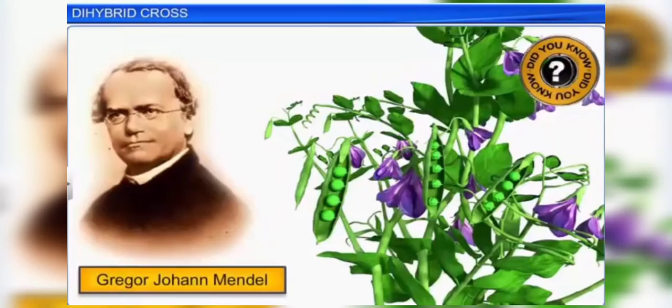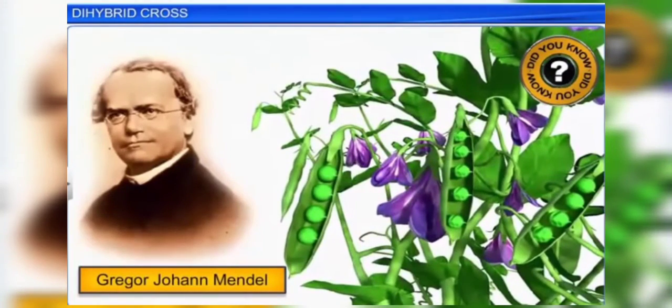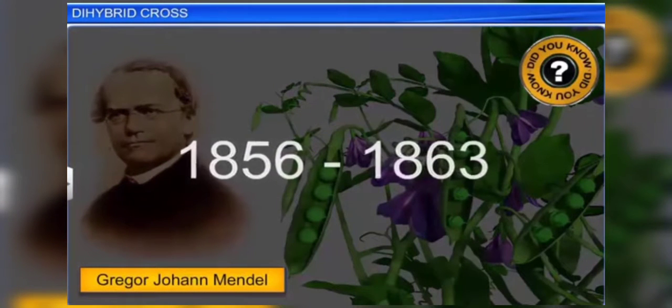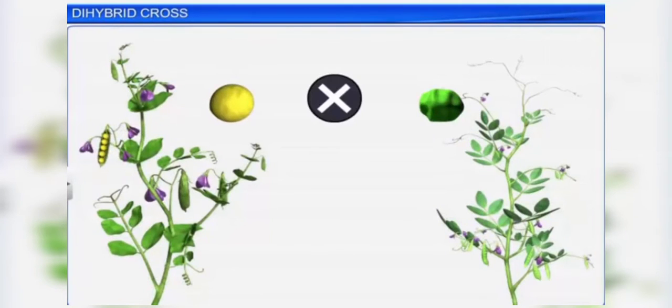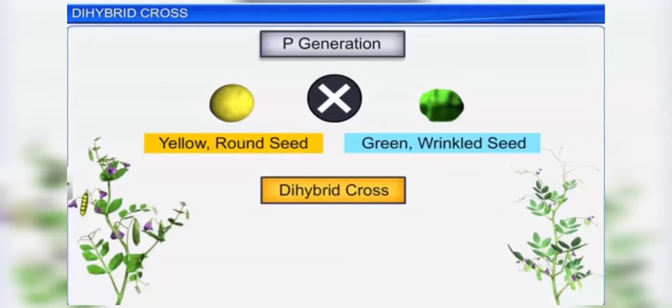Did you know that Mendel cultivated and conducted experiments in 29,000 pea plants between 1856 and 1863? One such test is the crossing of a pea plant with yellow round seeds and one with green wrinkled seeds. Such a cross between plants that differ in two characters is called a dihybrid cross.